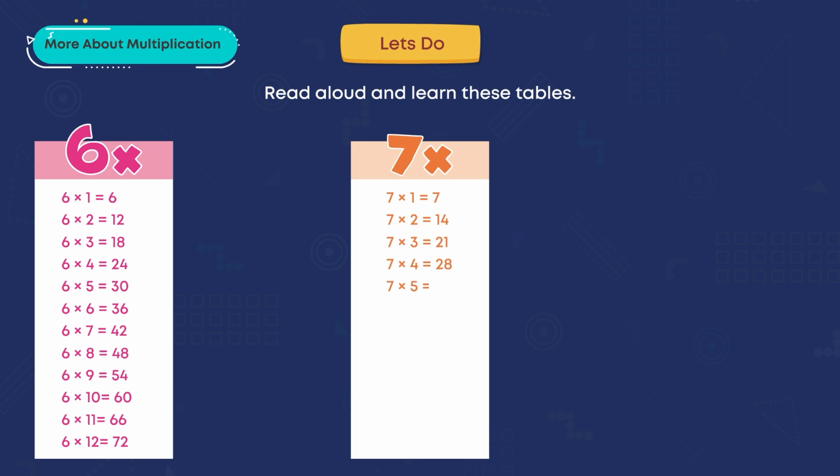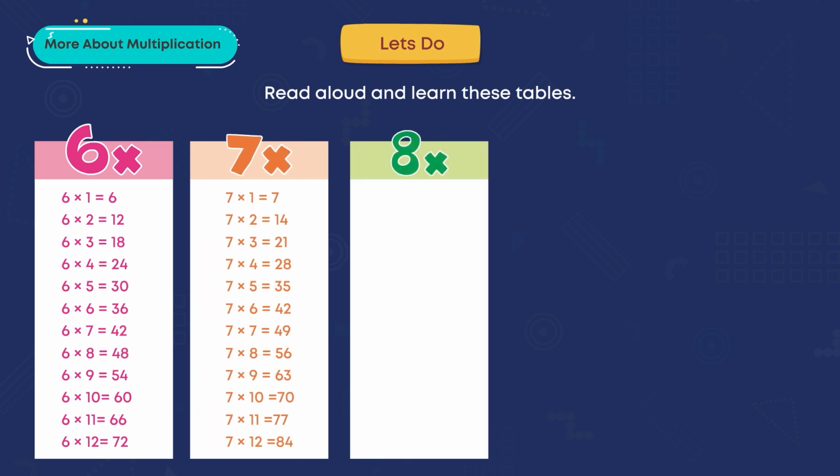7 times 5 equals 35. 7 times 6 equals 42. 7 times 7 equals 49. 7 times 8 equals 56. 7 times 9 equals 63. 7 times 10 equals 70. 7 times 11 equals 77. 7 times 12 equals 84.